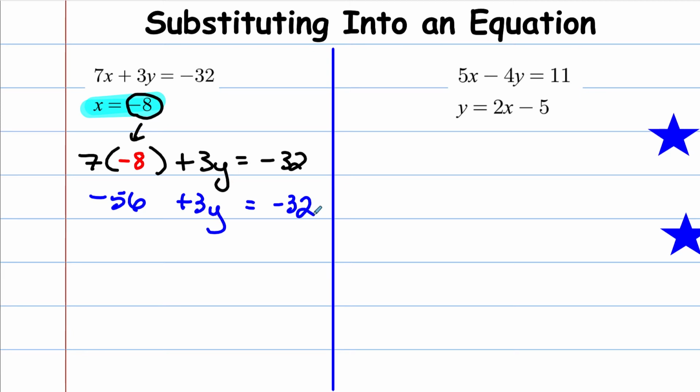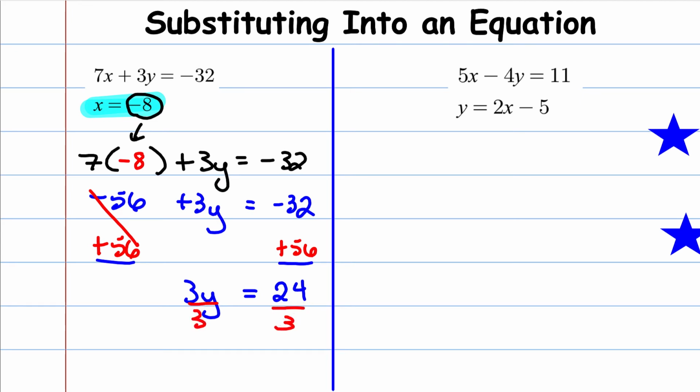And now I'm going to solve my equation. I'm going to do inverse operations by adding 56 to both sides. -56 plus 56 is 0, leaving me 3 times y on the left. -32 plus 56 is 24 when I combine like terms. And now inverse operations to finish solving means I have to divide both sides by 3, which gives me y is equal to 8.